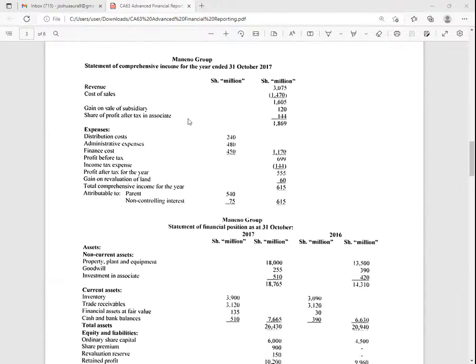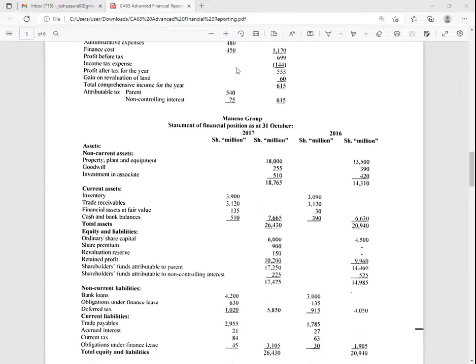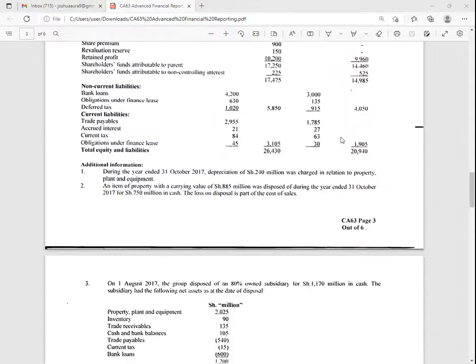Please see here the income statement. For purposes of preparing cash flow statement, I don't need 2 income statements. I only need one, like now this one for the year ending 31st October 2017. But statement of financial positions, we need for 2 consecutive years. We have the current year, and then we have last year's balance sheet.